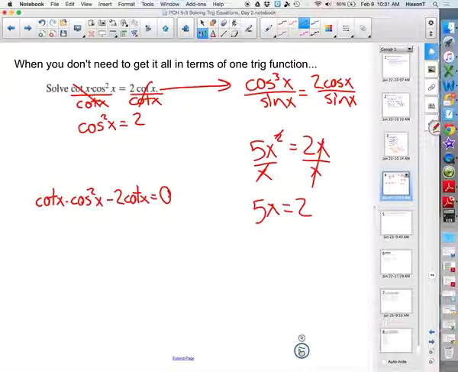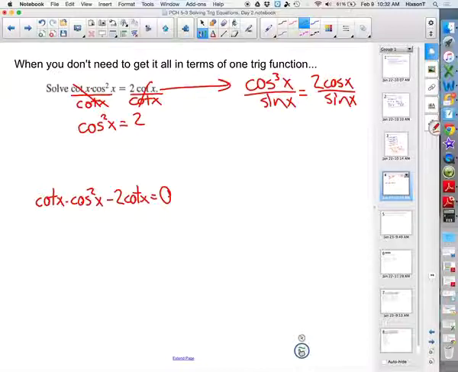Alright? The other thing is here too, not only can x equal 0, look at the original equation. 5x squared equals 2x. 0 is a solution of that equation. So I know x actually does equal 0. In this case, if you think about it, when cotangent equals 0 would be a solution to this equation, because 0 times cosine squared will equal 0 times 2. So I'm not allowed to divide by cotangent because I'm dividing by 0.